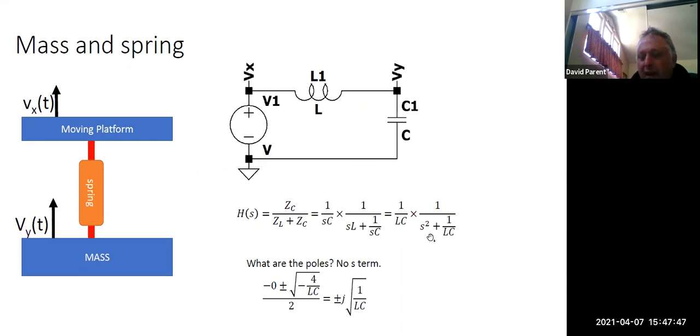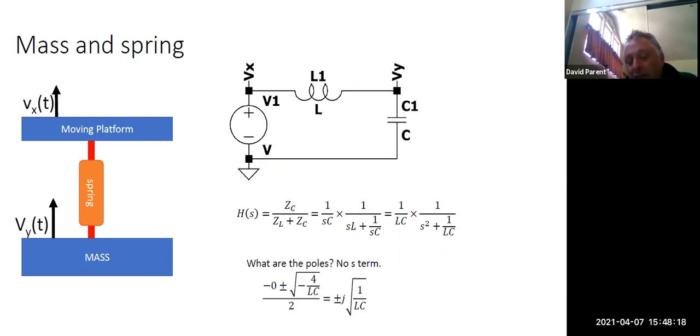So if I try to find the poles, how would I do that? I would use the quadratic equation, right? S squared gives me, the A term is 1. The B term is 0, because there's no S to the 1. And then the C term is 1 over LC. So if I put that into the quadratic equation, I get plus or minus J over the square root of 1 over LC.